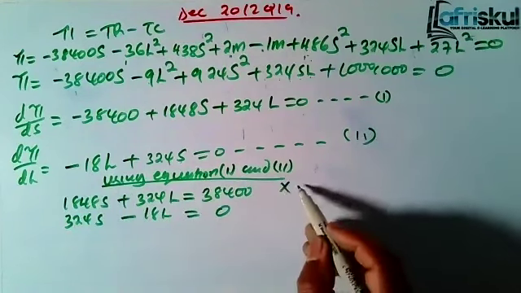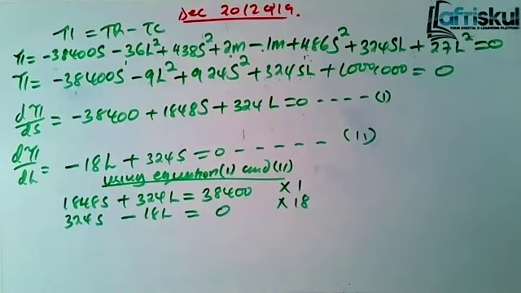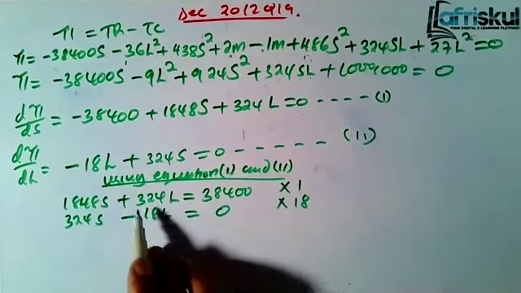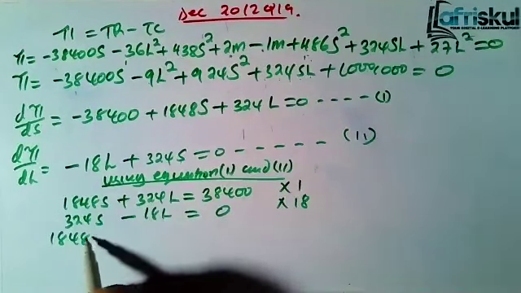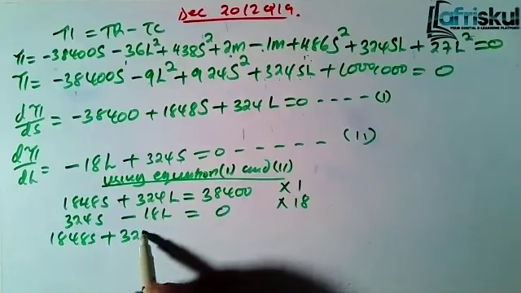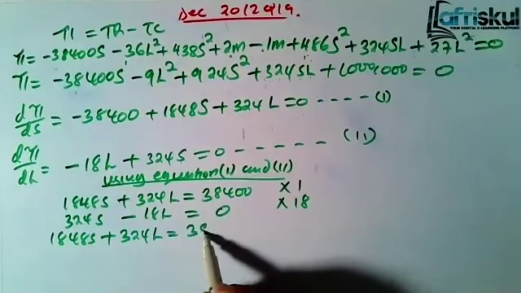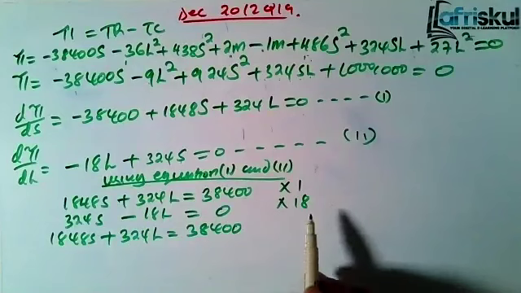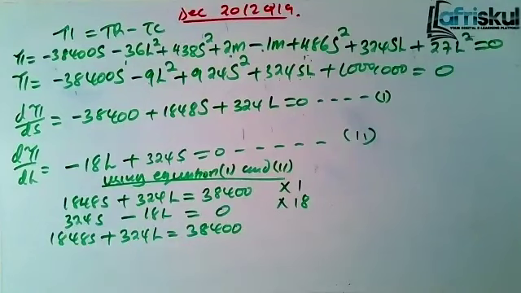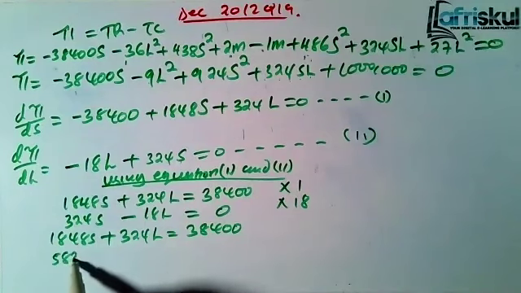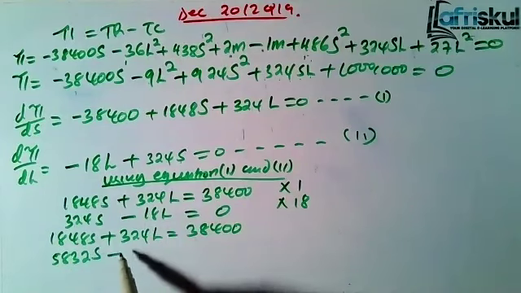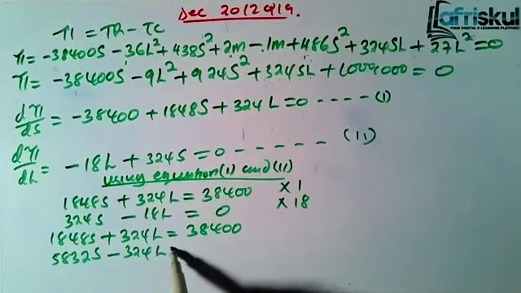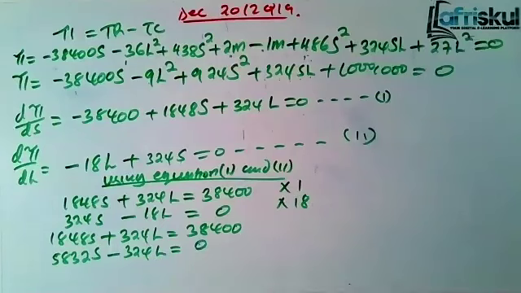You can multiply by 18. Remember 18 squared, you just get 324. So itabakia 1848S plus 324L is equals to 38,400. Then 18 times 324, so hiyo utapata ngapi? That one is 5832S minus 18 times 18, you get 324L. 18 times 0, you get 0.